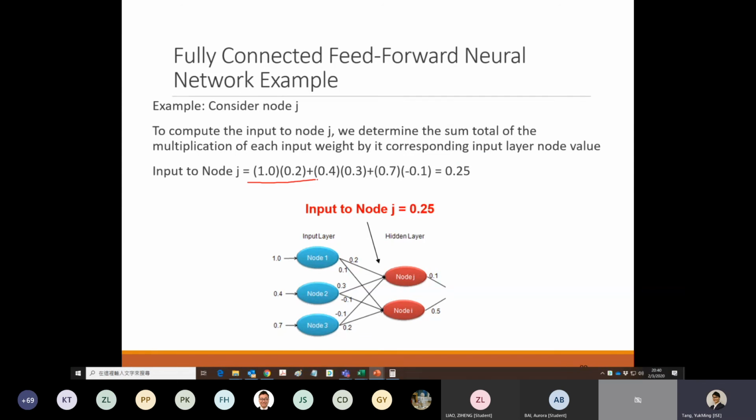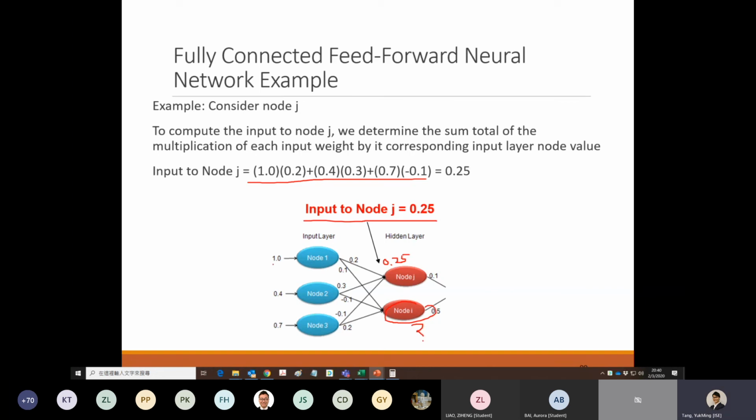You use this equation. And then finally, you calculate that the input for the loop J is equal to 0.25. So this is the input for the loop J. And then similarly, you calculate what is the input for the loop I.